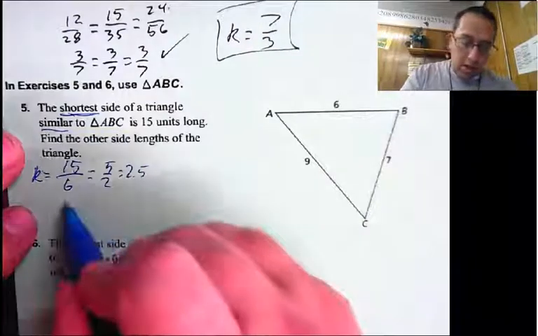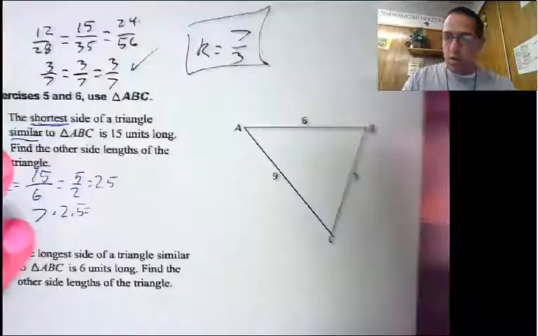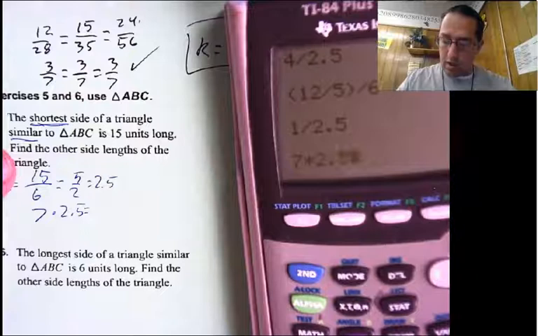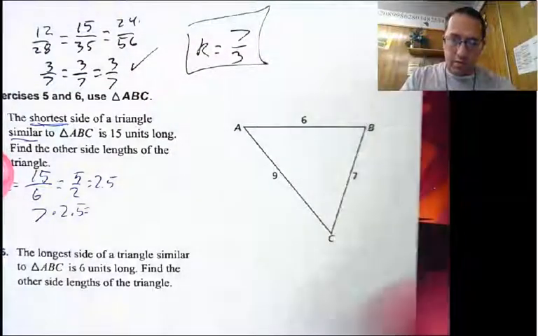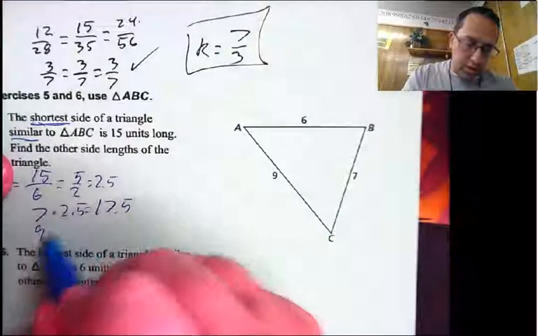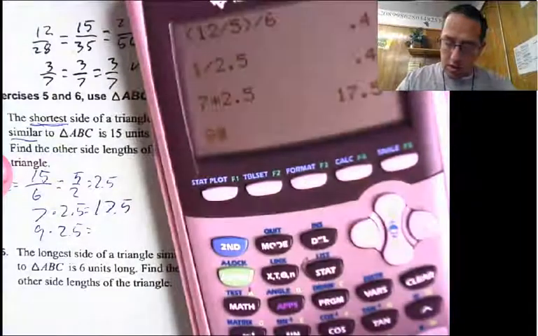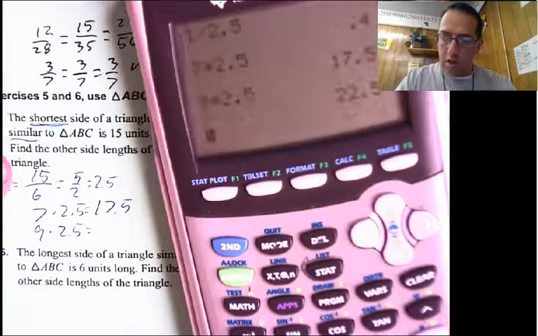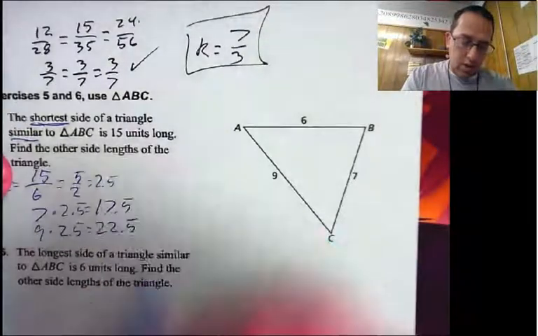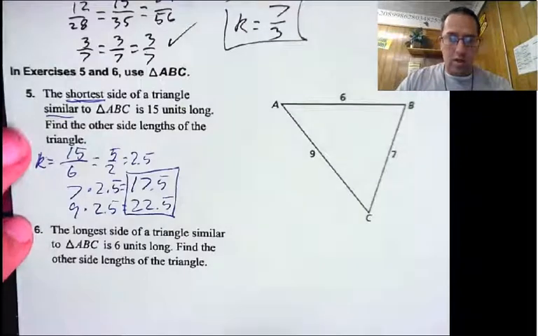This is my K, scale factor. So for my other sides, I'm going to have 7 times 2.5, which is 17.5, and 9 times 2.5, which is 22.5. And those are my other side lengths. Let's take a look at the next one.